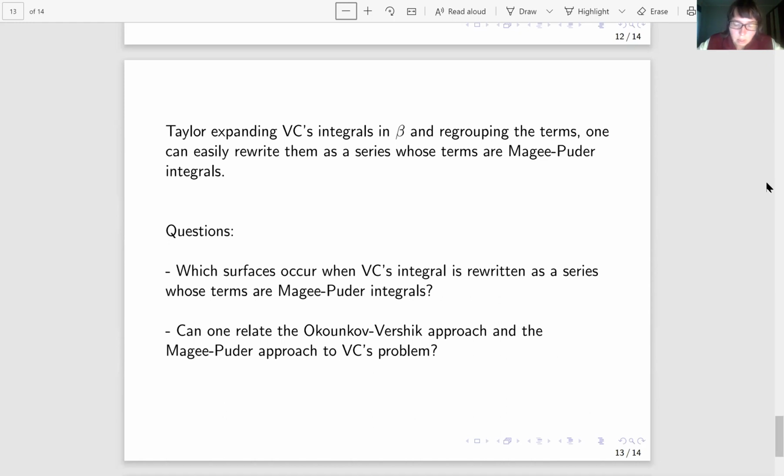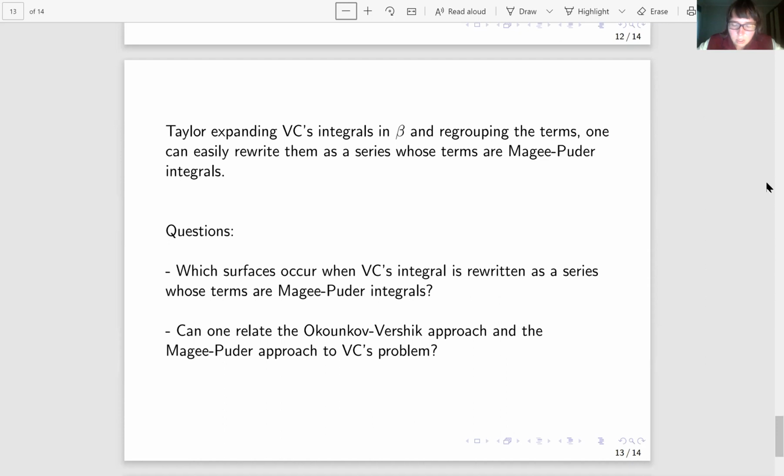And we do get them for certain words, and these words can be calculated, but what surfaces do we get when we further expand them in this Magee-Puder way? This is a kind of interesting question that we're trying to answer, and maybe we would appreciate comments from Doron Puder, or anyway, some people who understand these things.